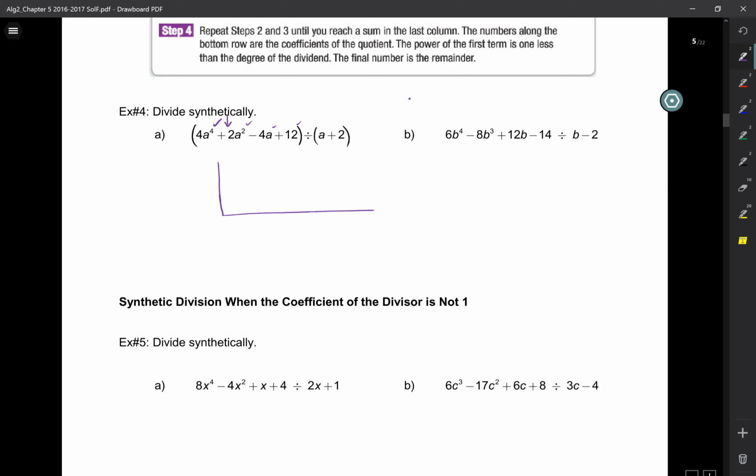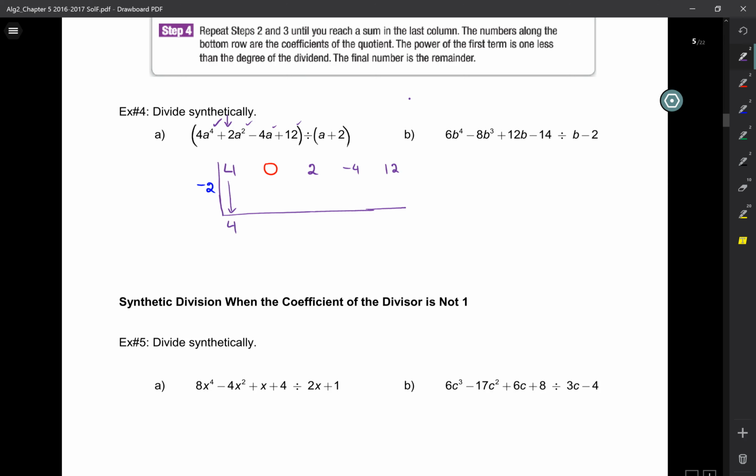All right, so let's put in our coefficients. The first one is a 4. Then I'm missing the x cubed term, right? So in the place of that, I put a 0. And you have to do that, otherwise there is no way your answer will come out right. And then what goes after? 2 and negative 4, positive 12. What goes out here? Negative 2, right. Okay, so first number comes down for free.